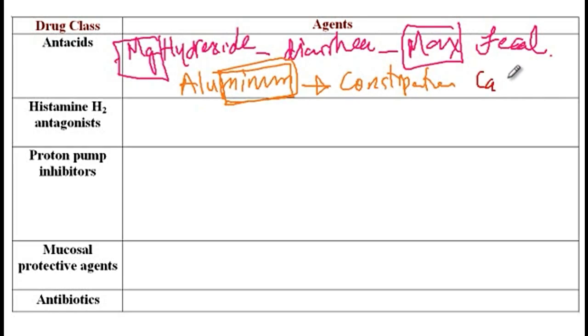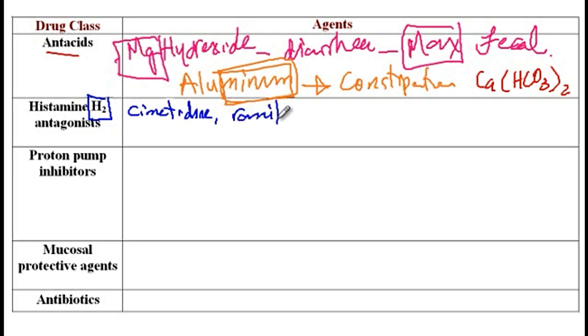And then calcium bicarbonate would be the final option that is also available to use as an antacid. And you should know that calcium bicarbonate will interfere with the absorption of the tetracyclines. The next class of medications are histamine H2 antagonists. As I mentioned earlier, it's the H2 receptor that causes increased gastric acid secretion. Examples of histamine H2 antagonists include cimetidine, ranitidine, famotidine, and so on.